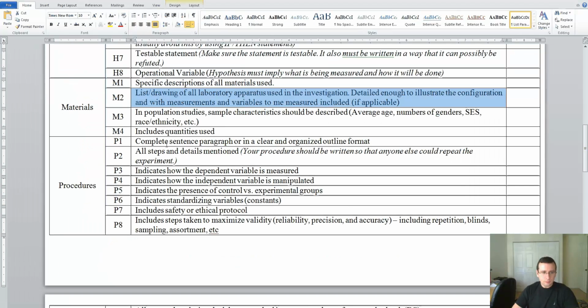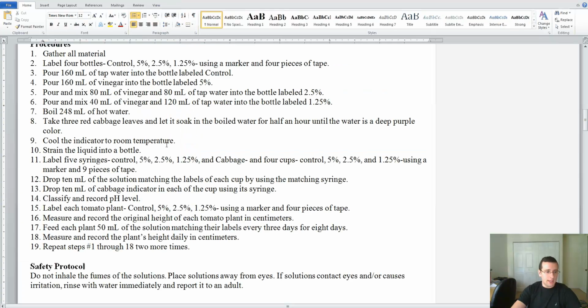Now, she indicated how the dependent variable is going to be measured. Yes, she says measure and record a plant's height daily in centimeters. Now, you could argue that she never really explained how you measure a plant's height. I guess she thought it was self-explanatory.